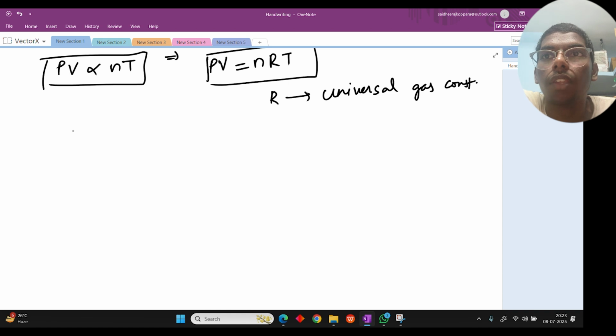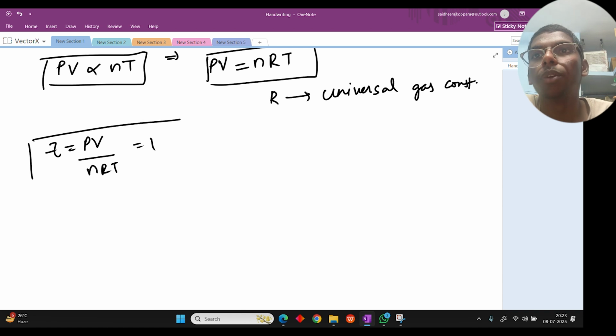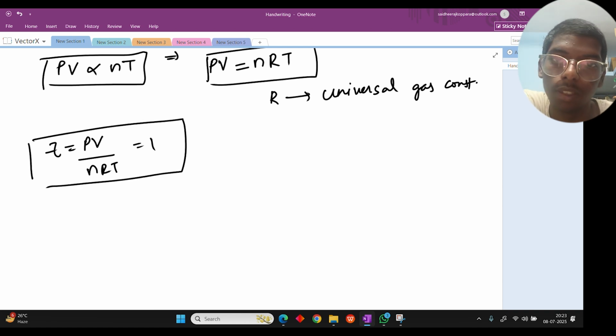Now with this we can come to another fact: Z equals PV by nRT. This Z is called the compressibility factor, and for an ideal gas it's always equal to 1, because PV equals nRT, and the ratio between PV and nRT is your compressibility factor.